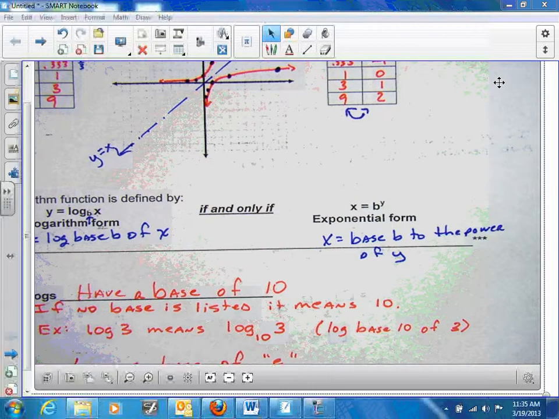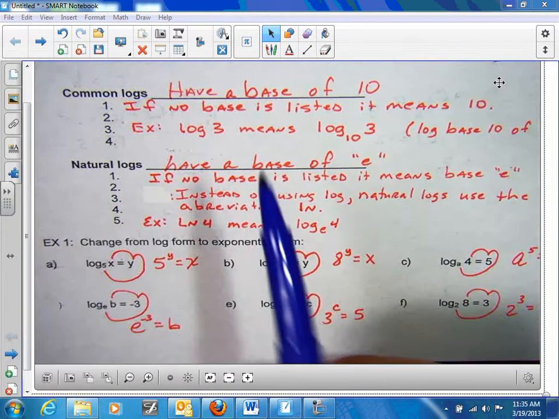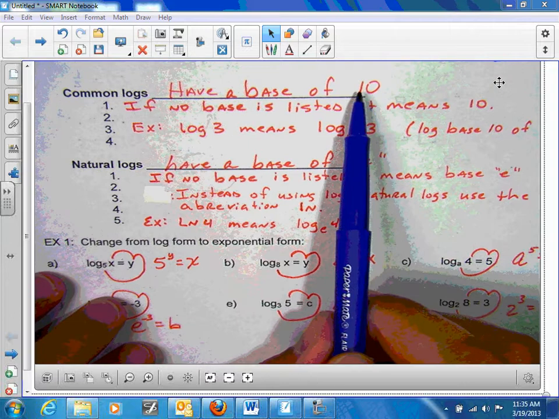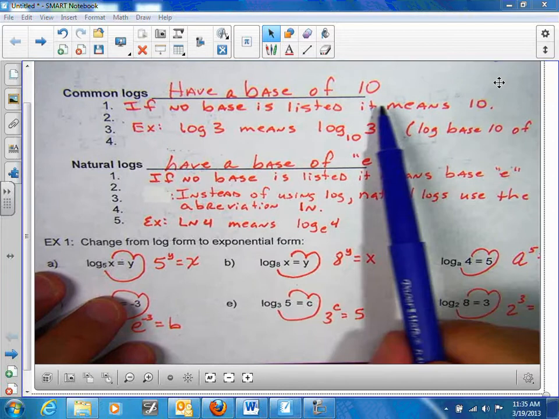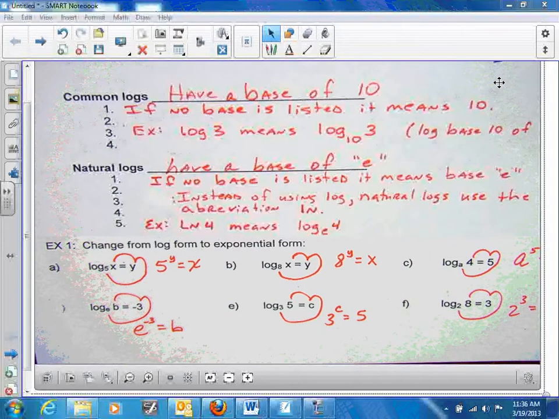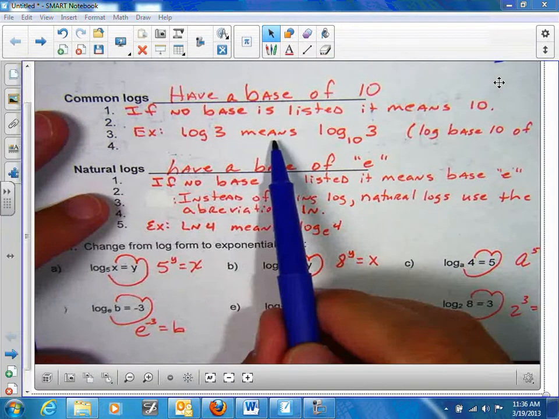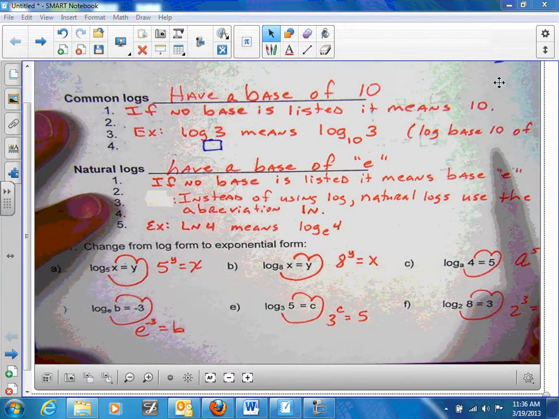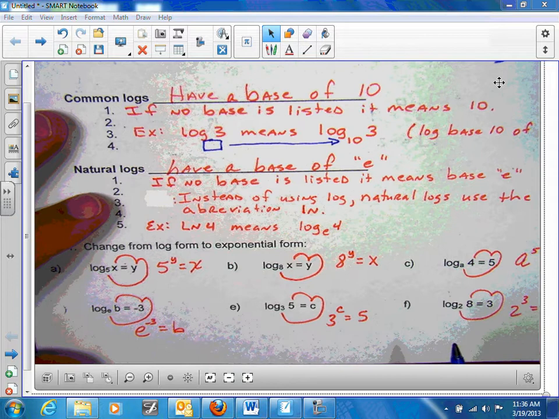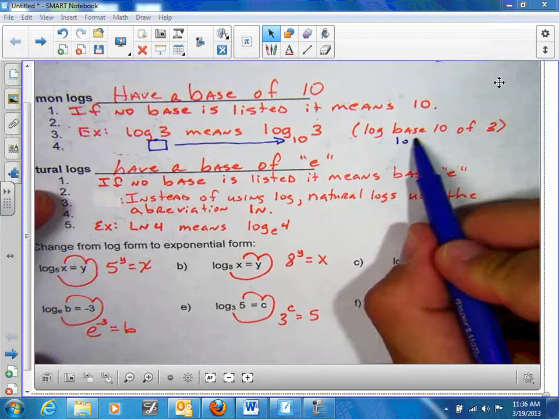Now, there are some common notes that you need to know, and you need to really pay attention to these. Common logs have a base of 10. In other words, if no base is listed, it's an automatic 10. Just like when you have the square root of x, that means x to the 1/2 power. Or if you just have a variable x, that means to the power of 1. So there are some things that are understood. If I give you log of 3, what that really means is log base 10 of 3. So notice that there's no base here, so it's understood that it's base 10. The way we read it is log base 10 of 3, or simply you can just say log 3.